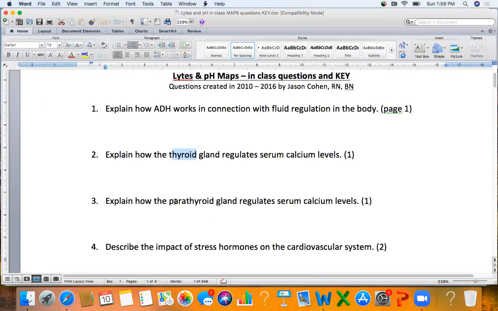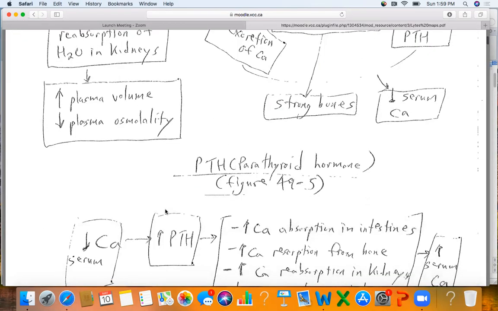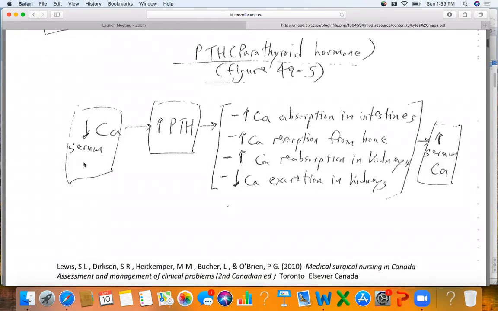Question number 3 asks us to talk about the parathyroid hormone, PTH. Again, we're looking at map 1. So you start off with a condition of decreased serum calcium. The parathyroid hormone is then released. How does it help calcium levels to rise in the bloodstream? There are 4 ways. Through absorption of the intestines into the bloodstream, resorption from bone, so calcium moves from bone to the bloodstream.